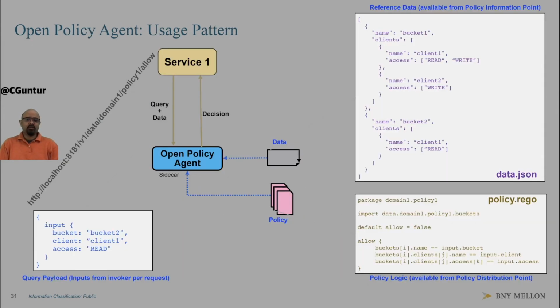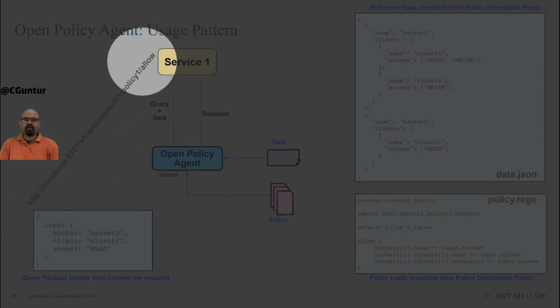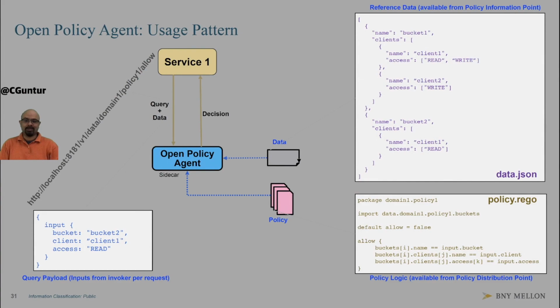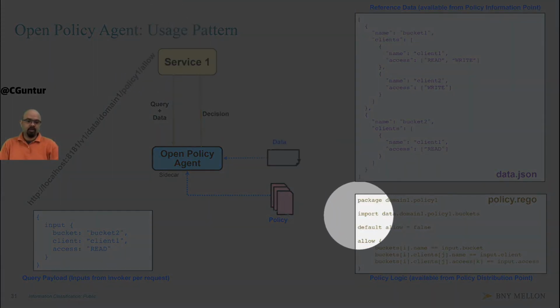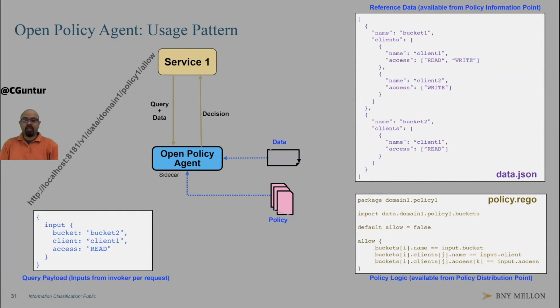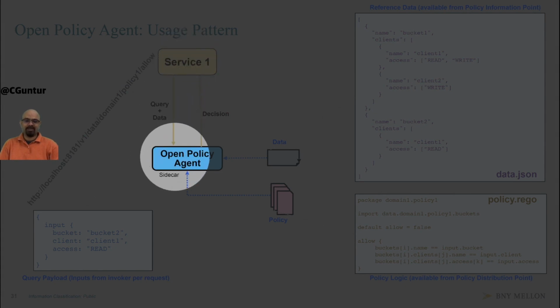How does Open Policy Agent work? You notice the service consumer made a call and they passed in an endpoint that ends in allow. So they're looking for an allow or denial of access. And this allow corresponds to a policy which has a rule set for allow. So they invoke the service rather than Open Policy Agent, and the service simply acts as a router and passes that information to the sidecar on localhost.